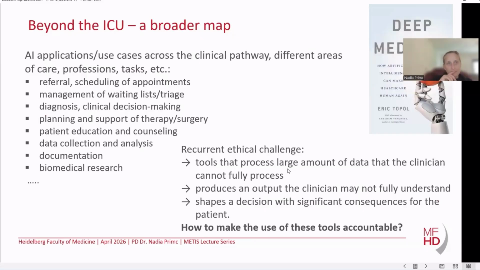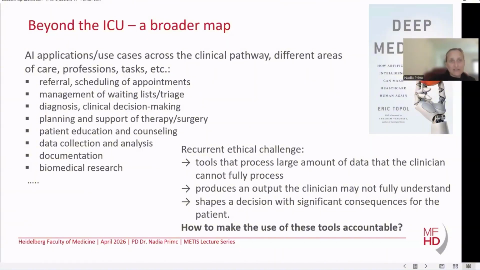Before I go more deeply into that framework, let me briefly take a short step back. So I have now used a case from the ICU and a predictive model that is used in the ICU. But this case and the predictive model that I just presented are just one example of a much broader digital transformation that is currently underway in healthcare.